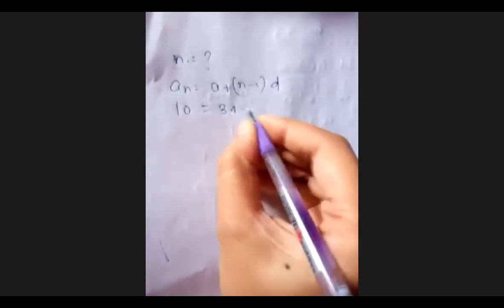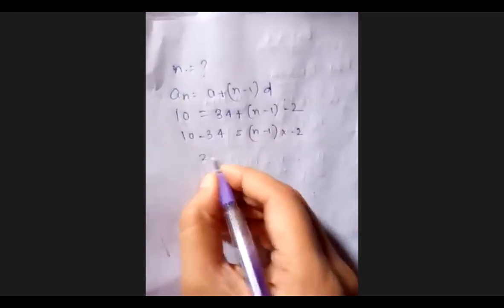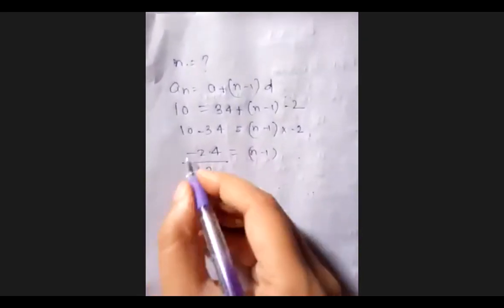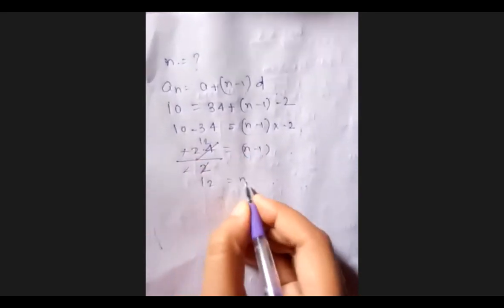Okay, this is given, which is 10. What is your a? A is 34 plus n minus 1 and your d is minus 2, right? 10 minus 34 I have transposed, plus n minus 1 into minus 2. Here it gives you minus 24 and minus 1, and the 2 you transpose to the left hand side, it will change into division. So this minus minus cancel, 12. 12 equals n minus 1.